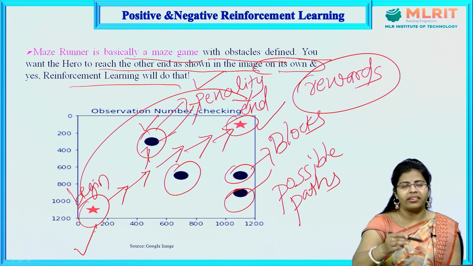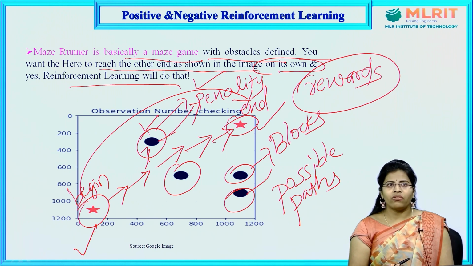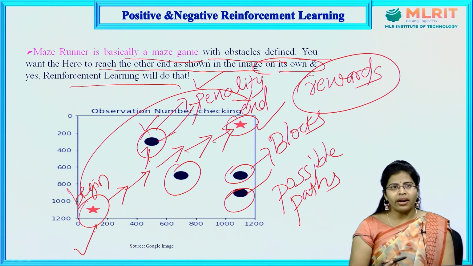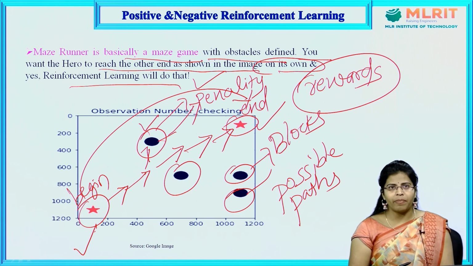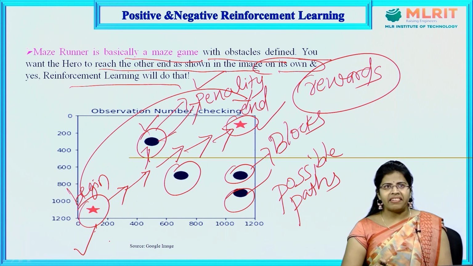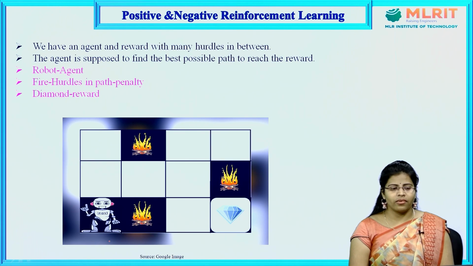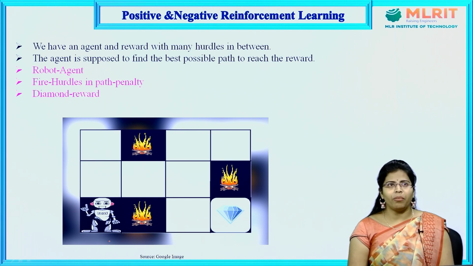highest rewards. Whenever it selects the wrong path, it is going to get a penalty for it. So that's how it is going to reach from source to destination on a trial and error basis. That is about the Maze Runner game using reinforcement learning. Let me explain with one more example.